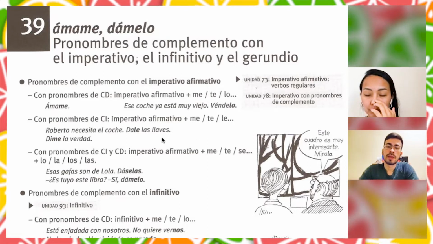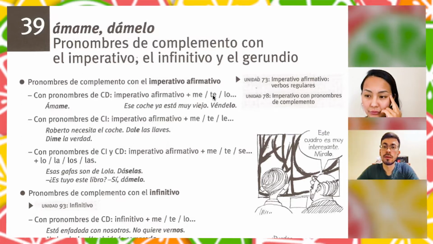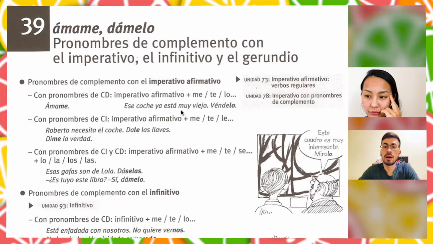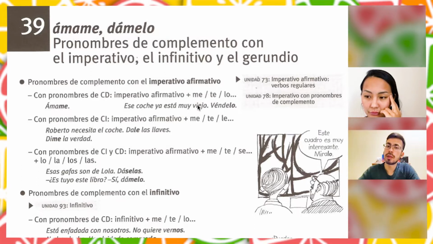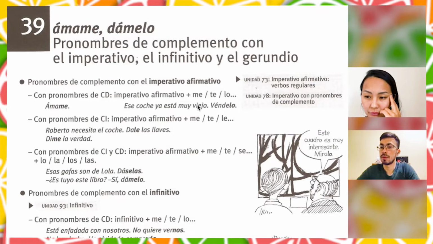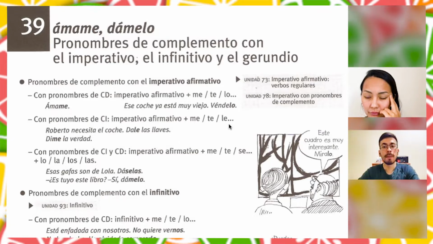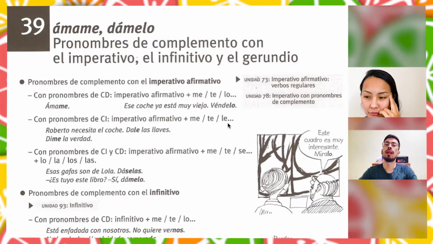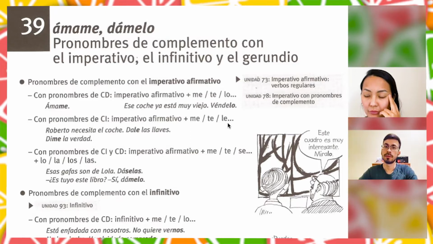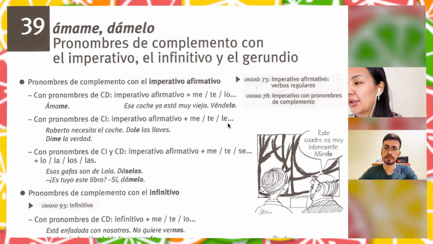Okay, direct, for example, we use lo with things. Here we are talking about the car, so we use lo. But we can also use it with persons, for example, ámame, love me. And le, we are going to use only with persons. I see, like him or her, right? Yes. Thank you.